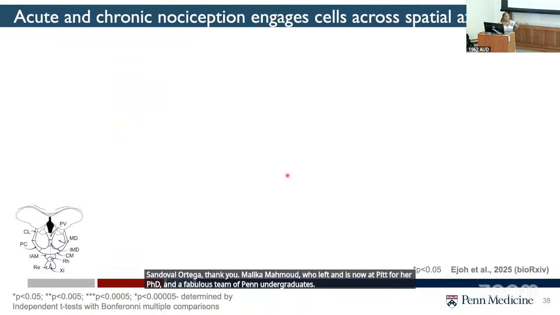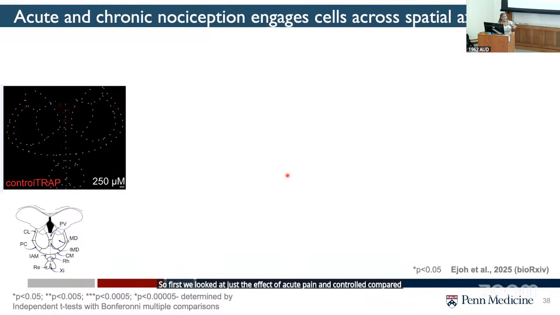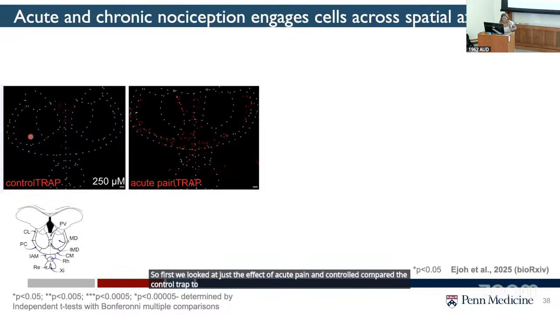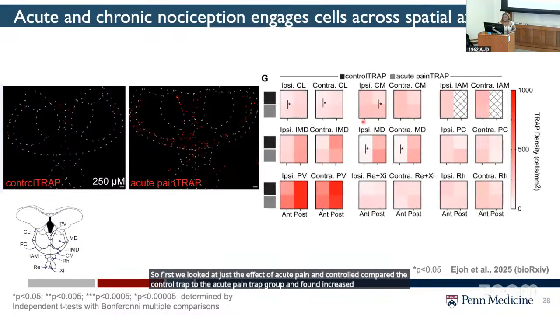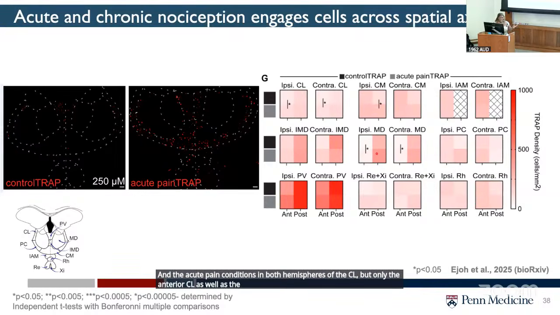So first, we looked at just the effect of acute pain and compared the control TRAP to the acute pain TRAP group and found increased TRAP density in the acute pain conditions in both hemispheres of the CL, but only the anterior CL, as well as the MD, but only anterior MD, as well as the posterior part of the ipsilateral CM.